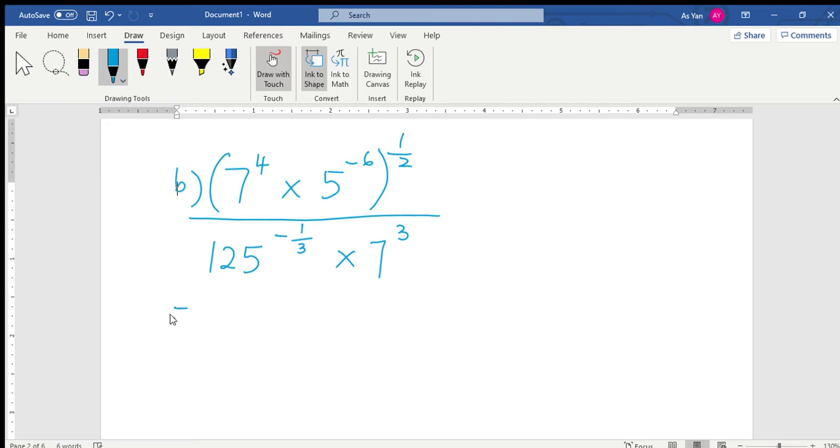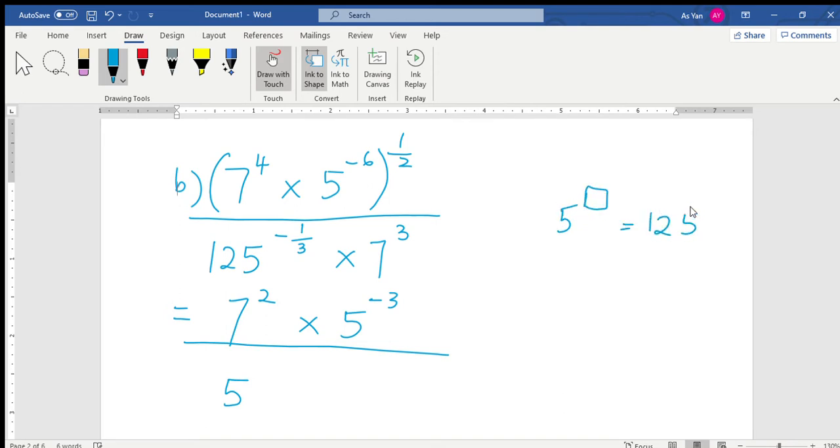Okay, so let us solve. 7 to the power of 4, 4 must multiply with 1 over 2, so 7 to the power of 2, times 5 to the power of negative 6, negative 6 times 1 over 2, negative 3. This 125 we have to convert to base 5. 5 to the power of what equals 125? So don't forget to pick up your calculator. 5 times 5 is 25, so we multiply again with 5, and we get 125. That means 5 to the power of 3.